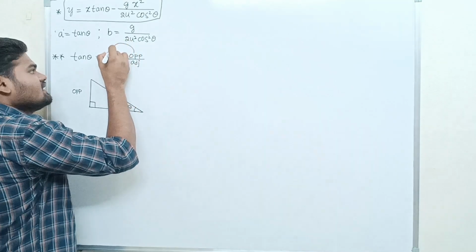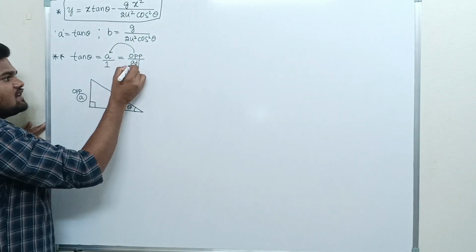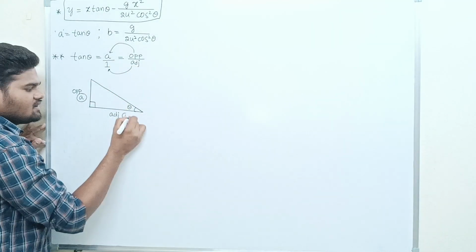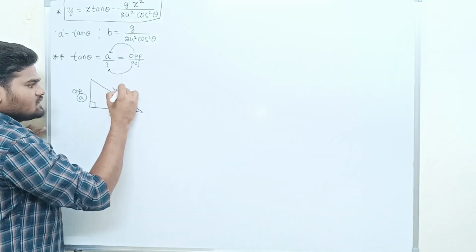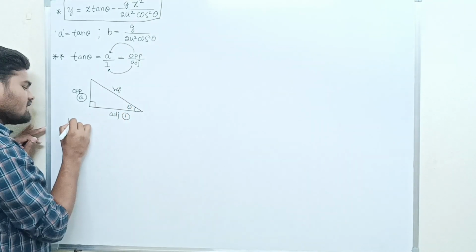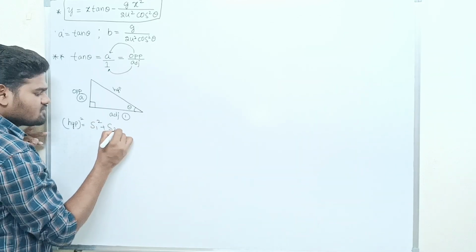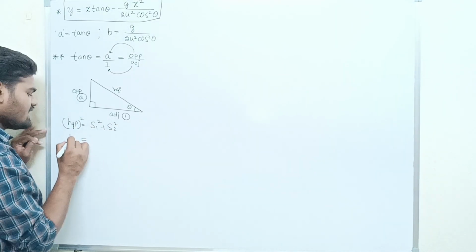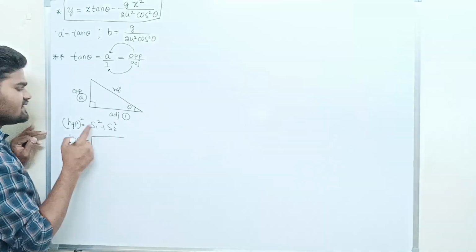Now what is the opposite side? a. The value of the opposite side is how much? a. And the value of the adjacent side is how much? 1. So from this we can find the hypotenuse. In a right angle triangle, hypotenuse square is equal to side 1 square plus side 2 square. If the square goes to that side, then the hypotenuse becomes under root of side 1 square. What is the side 1 square?